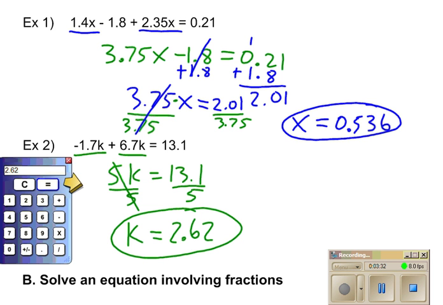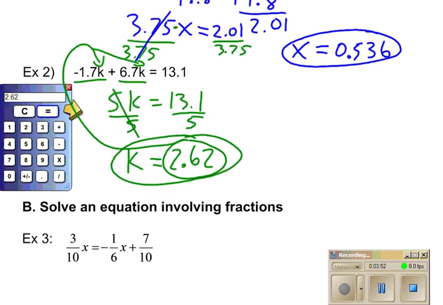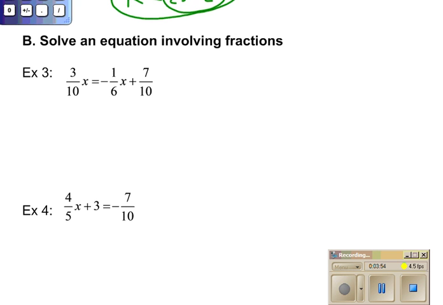It would be a good idea to check our answers. If you wanted to do that, you would put in 2.62 for k, in both spots. You'd work the problem out and make sure that both sides of the equation end up with 13.1. I checked these earlier and they do work.